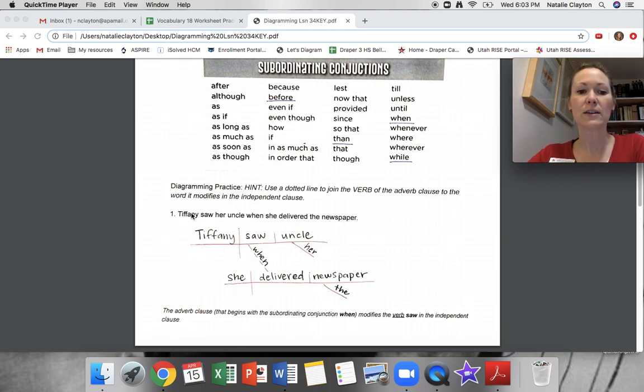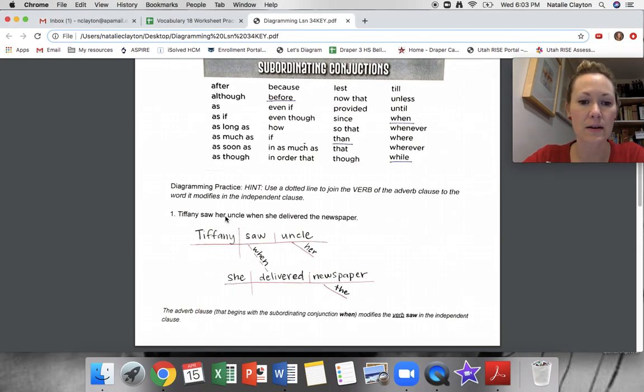Okay, so Tiffany saw her uncle when she delivered the newspaper. So we have our subject, Tiffany. What'd she do? She saw. There's our verb. Cool. Tiffany saw her uncle. This right here is our independent clause. Then we see the word when. Oh, wait a second. Here it is, the subordinating conjunction. When she delivered the newspaper.